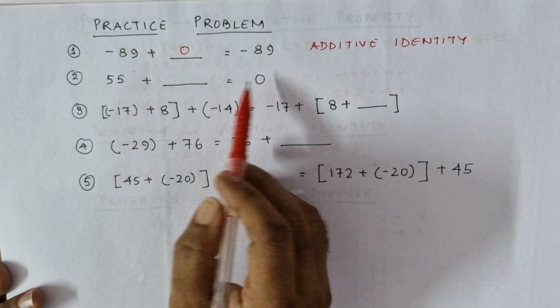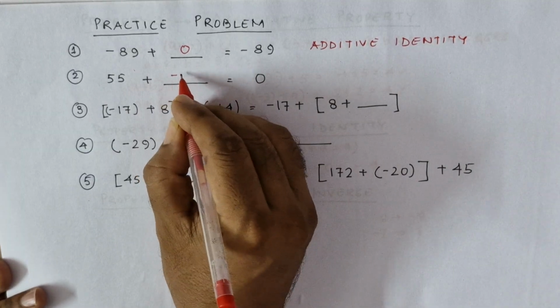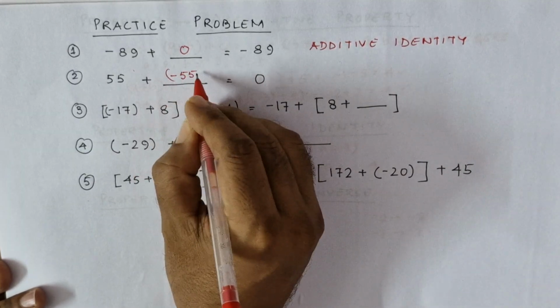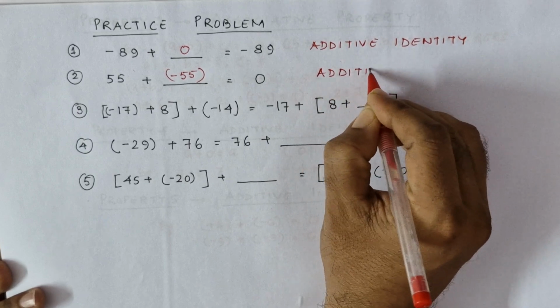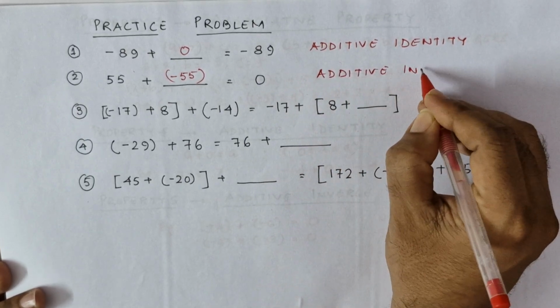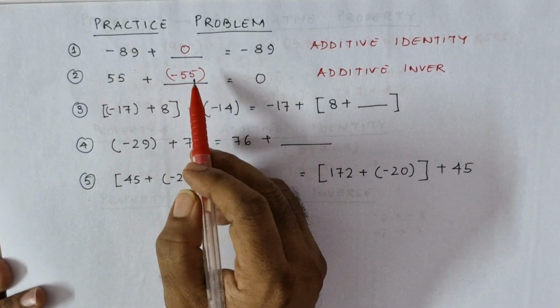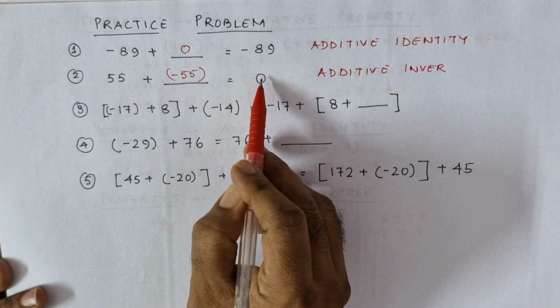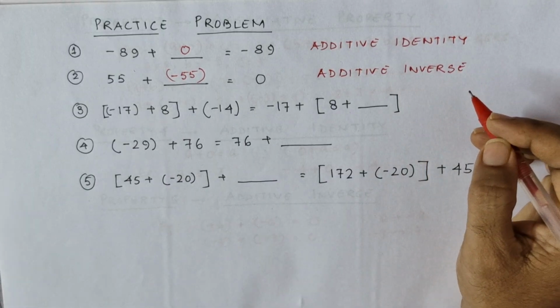Now the next question is 55 plus dash equal to 0. So what do you need? Here, an additive inverse. So you need minus 55. This is known as additive inverse, because we have just studied that for every integer there lies another integer which when added gives result 0.